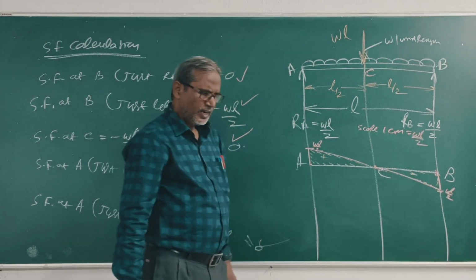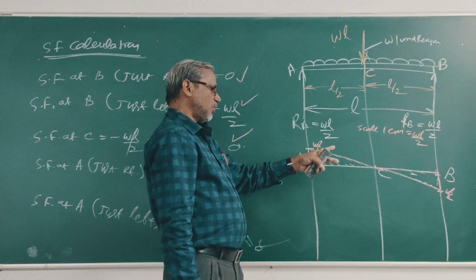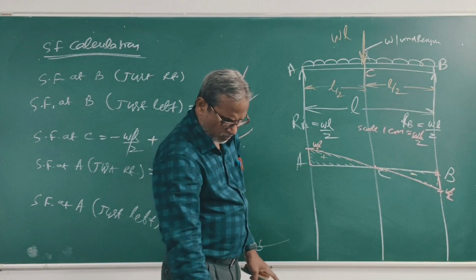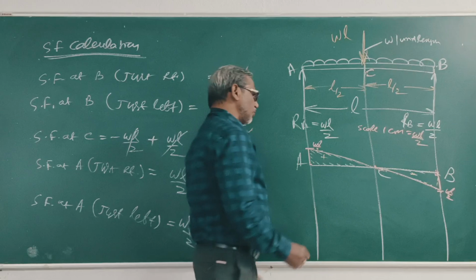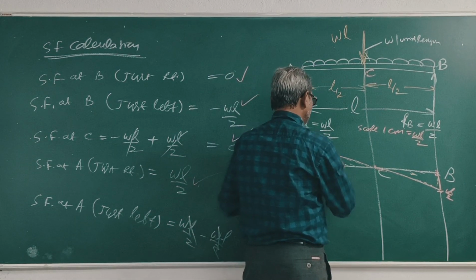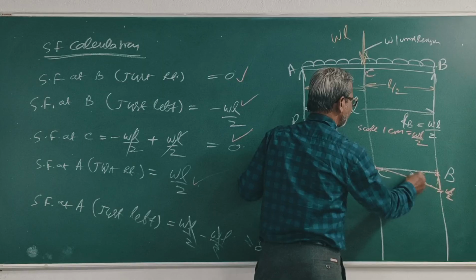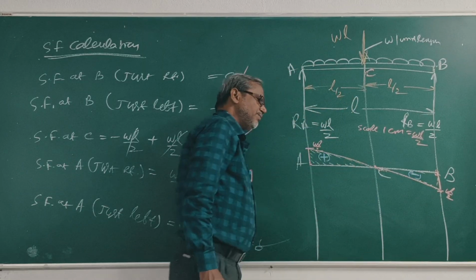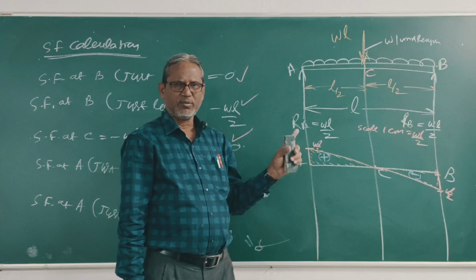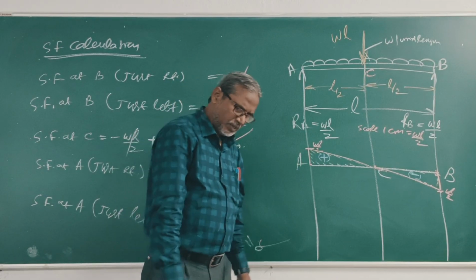So at point C, the shear force changes sign from positive to negative. So at this point, the bending moment is maximum. At point C the bending moment is maximum. I will calculate the maximum value of bending moment at point C. Right?